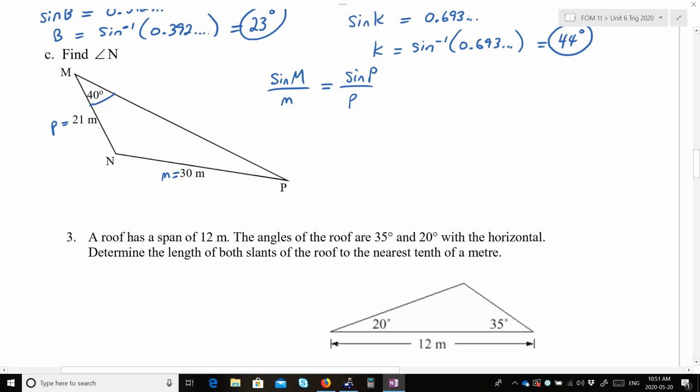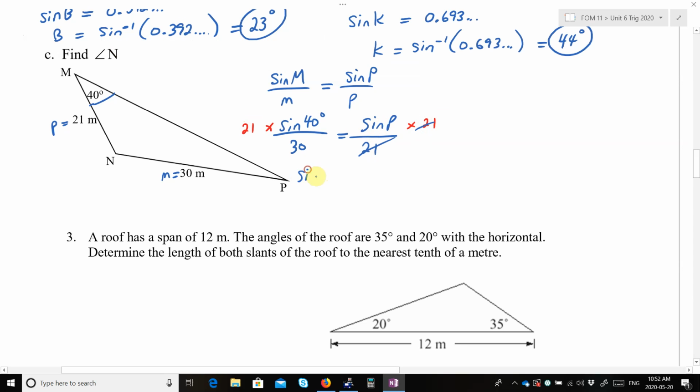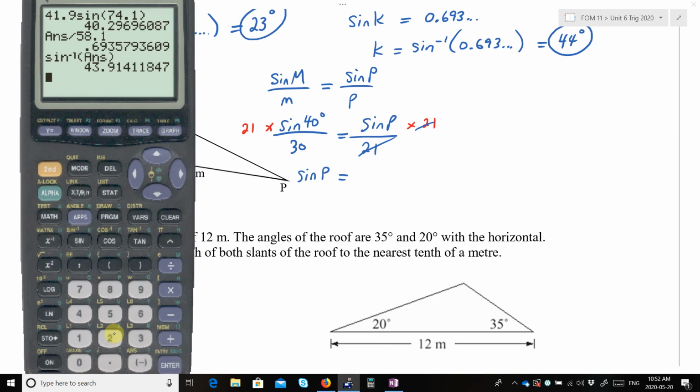So we're going to figure out angle P first. So I'm going to go sine of 40 degrees, that's angle M, divided by little m is 30, equals sine P divided by little p is 21. And to get sine P by itself, it's being divided by 21, so you have to multiply both sides by 21 first. And so sine P is equal to 21 times sine 40 divided by 30, bang, 0.4499 and a bunch of stuff.